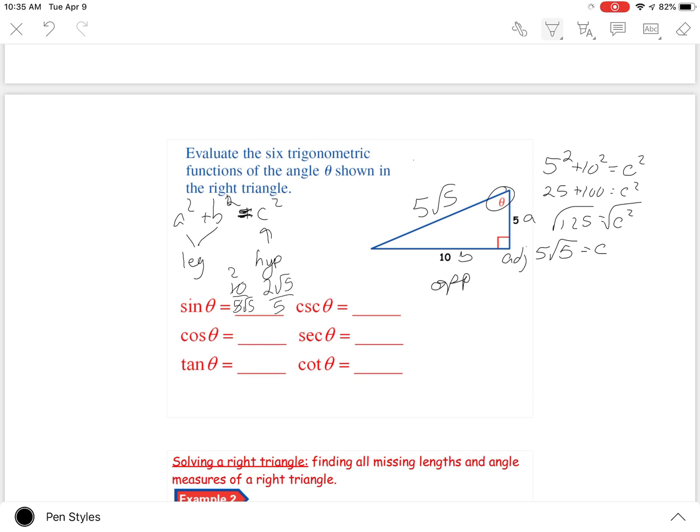So the reciprocal of that is going to be the square root of 5 over 2. Now the 10 and the 5 reduced, and that's how I got the 2. Cosine is going to be 5 over 5 square roots of 5, so the square root of 5 over 5. Or if I take the reciprocal, that's the square root of 5 over 1. Tangent. Okay, so opposite over adjacent, 10 over 5, which turns into 2. Or the reciprocal of that, which would be 1/2.